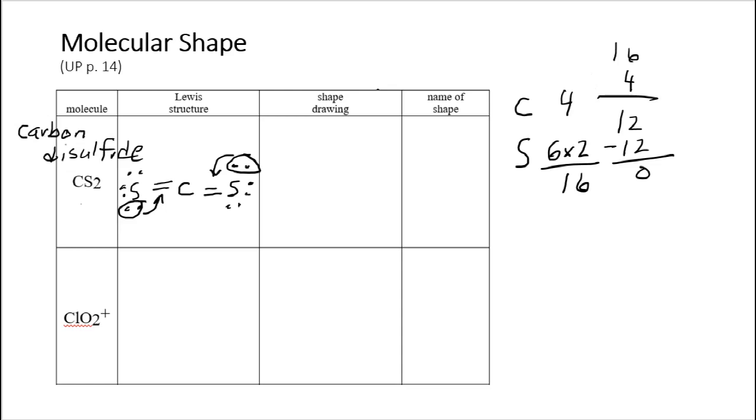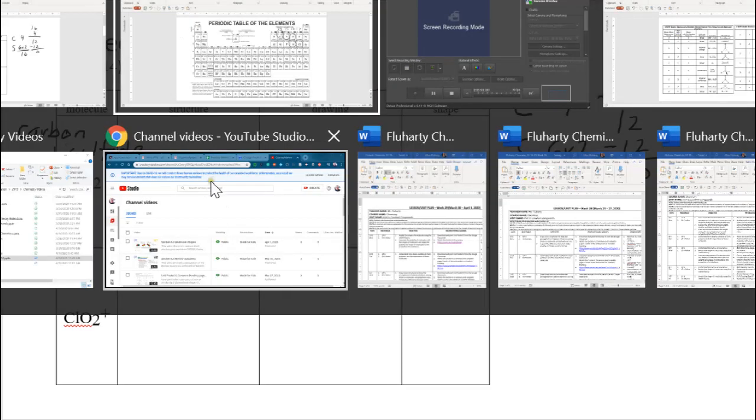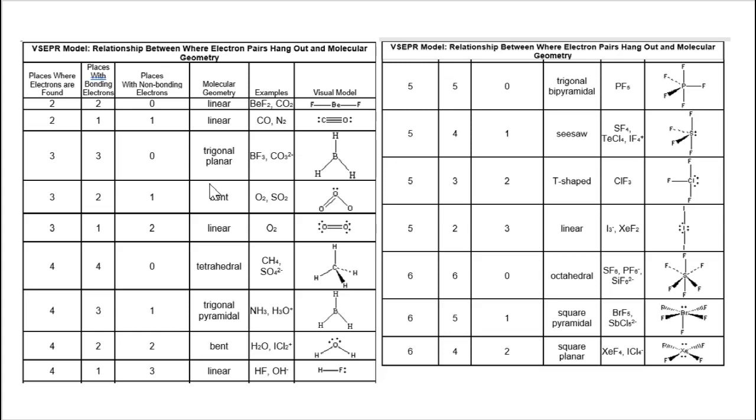Let me get rid of this. Okay, so there is the Lewis structure. The next step is to go to the VSEPR table. To do this, you need to have a copy of the VSEPR table. So here it is.